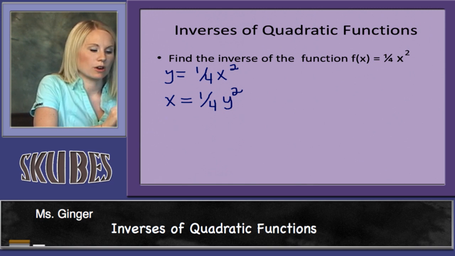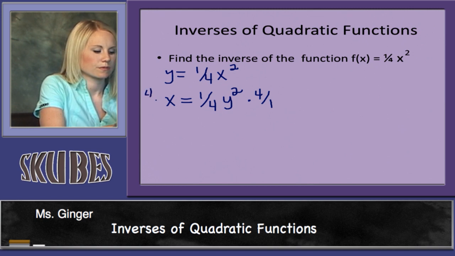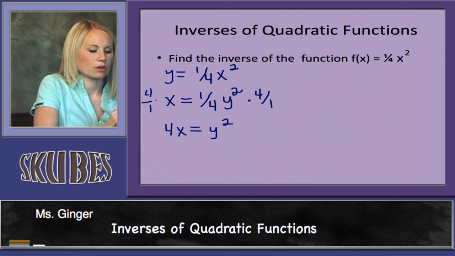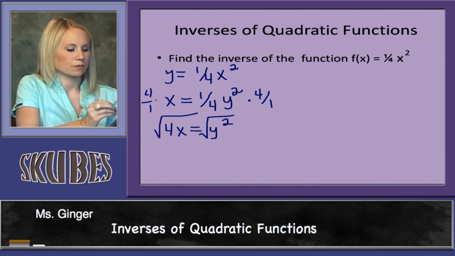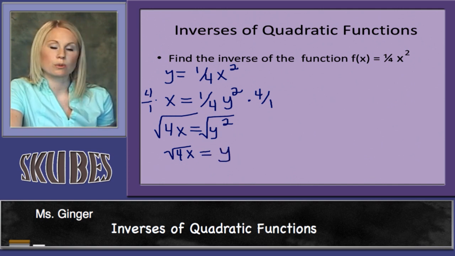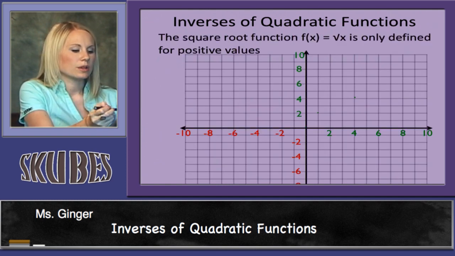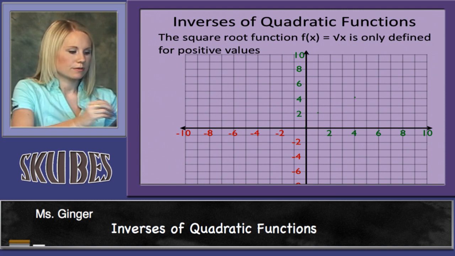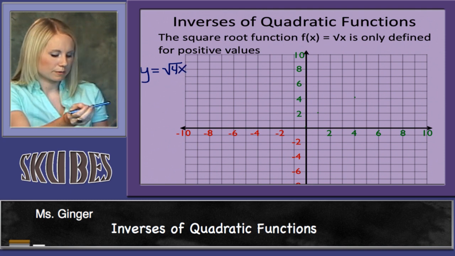So to do that, we need to get rid of our 1/4 by multiplying by the reciprocal on both sides. And that will give us 4x equals y squared. And then we are going to undo the power of 2 by taking a square root. Alright, so the square root of 4x seems to be our inverse function here of this quadratic, square root of 4x. So let's take a look at that on the graph. We had y equals square root of 4x. What would this look like?